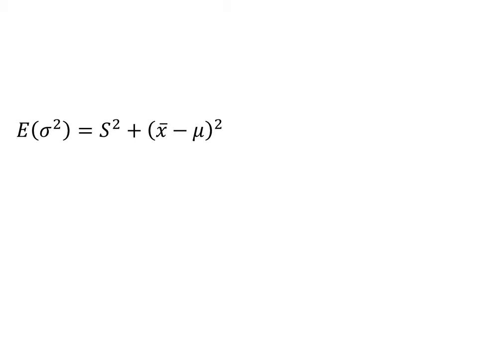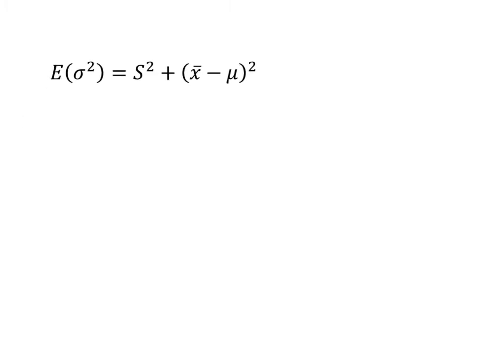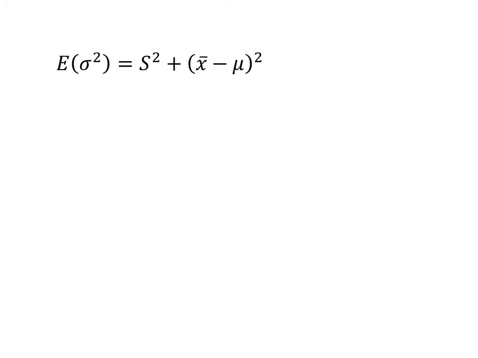Now by this point, you may have noticed something. S squared, our estimate of the population variance based on our sample and sample mean, has to be too small as an estimate of sigma squared, the true population variance. Notice that the expected sigma squared is equal to the S squared plus something else that is squared. And something else squared must be positive. So S squared must be smaller than the expected sigma squared. But how much smaller? Let's find out.